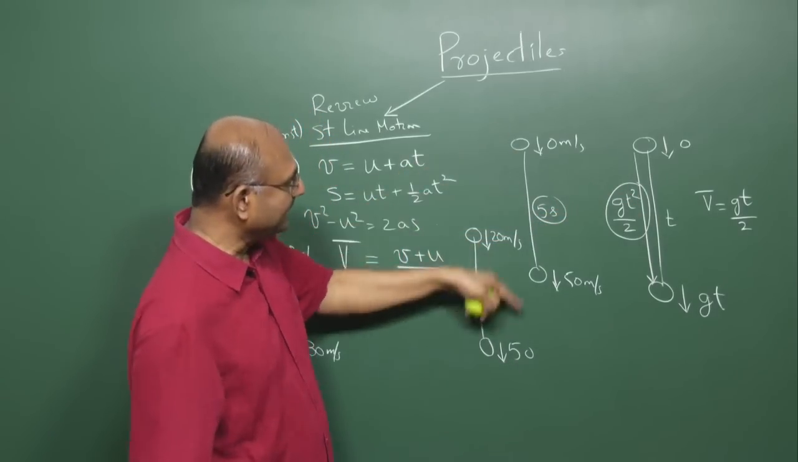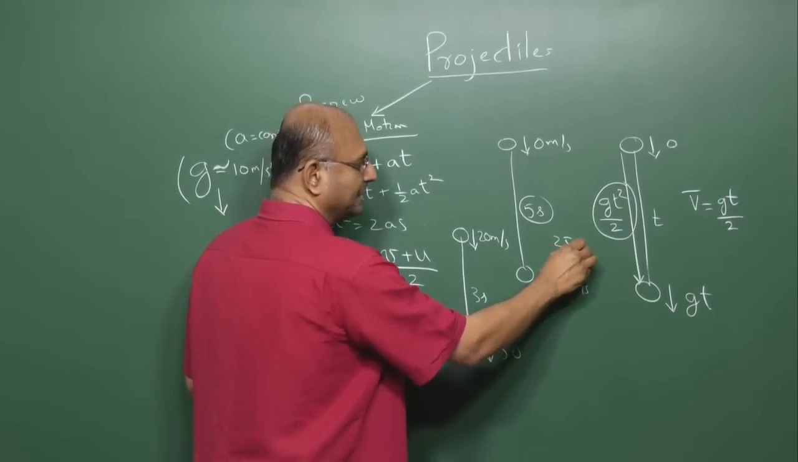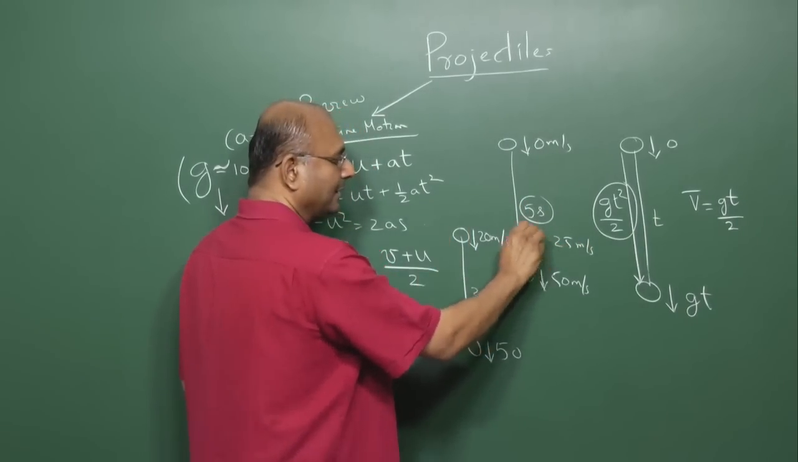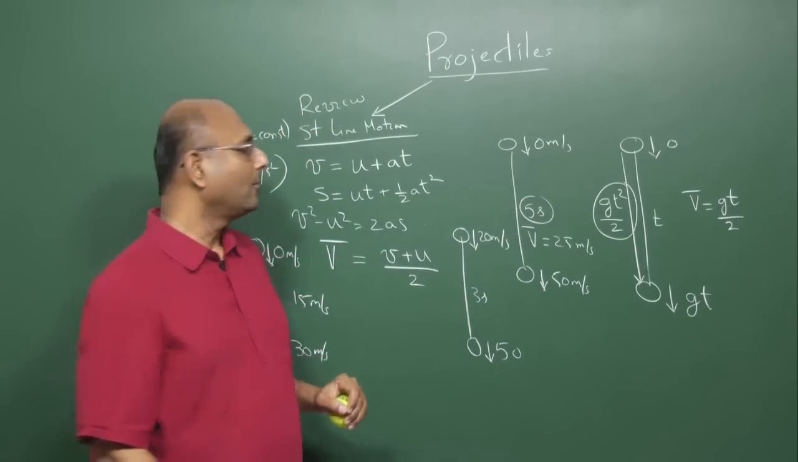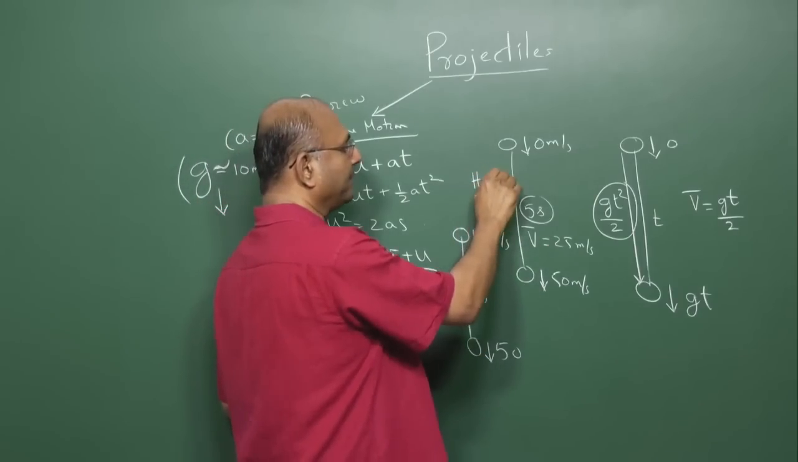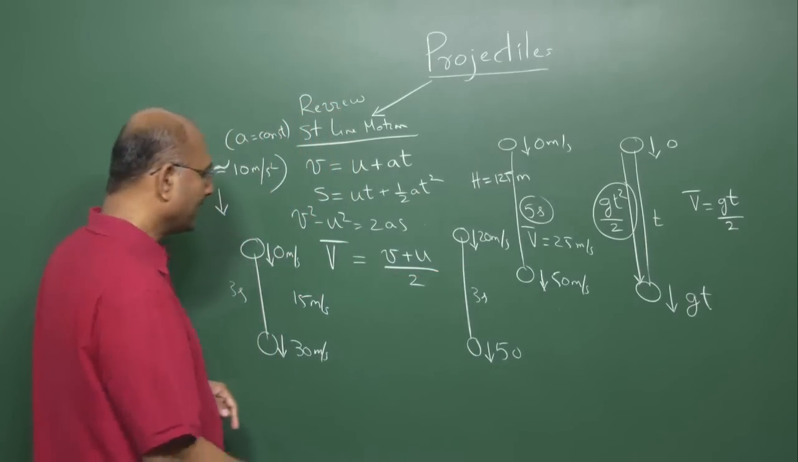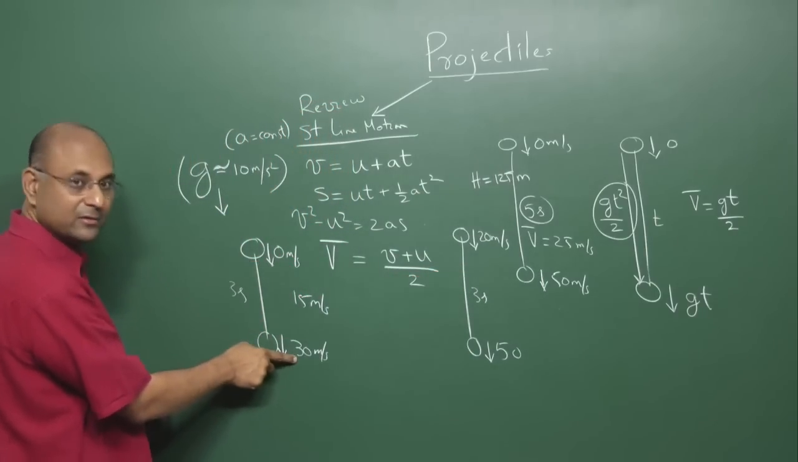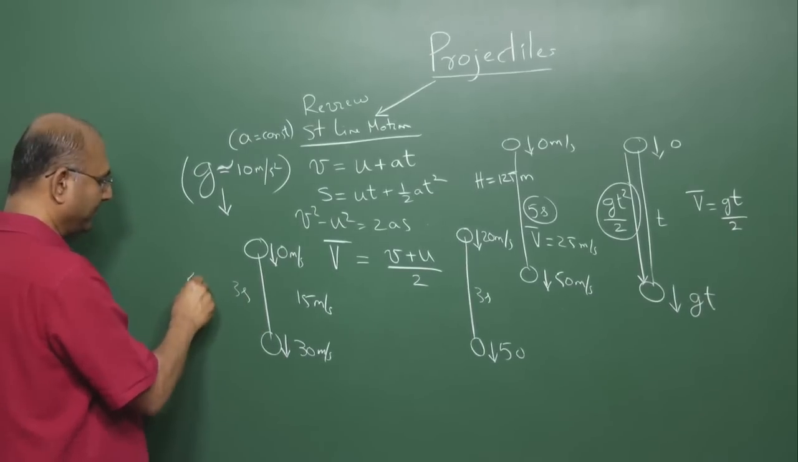So for example, if I take this fellow here, the height it has fallen, this is 25 meters per second is the average velocity. Into time will give me displacement. So 25 into 5, 125. So the height it is falling by is 125 meters. I hope that is clear. In this case, 0, 30, average velocity is 15, 15 into 3, 45.